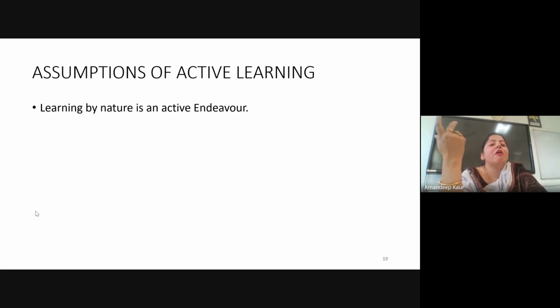Suppose the team has four members, four students: one student with high IQ ability, one student with medium IQ ability, and two students who have low IQ ability. The team members are helping each other to develop understanding of that particular content.